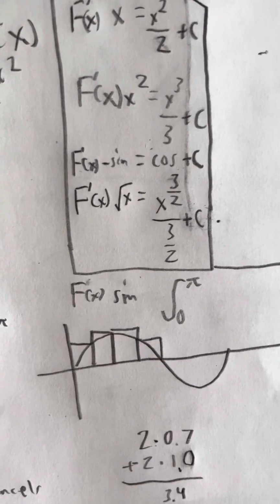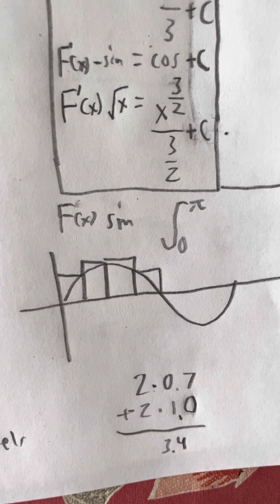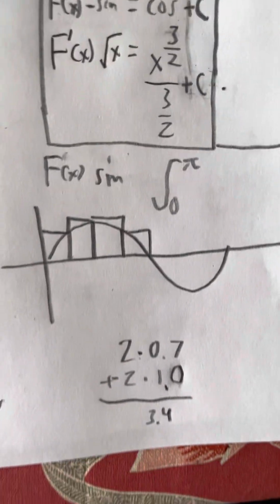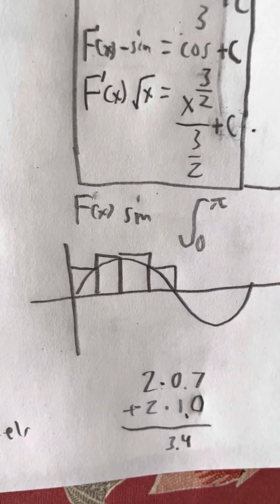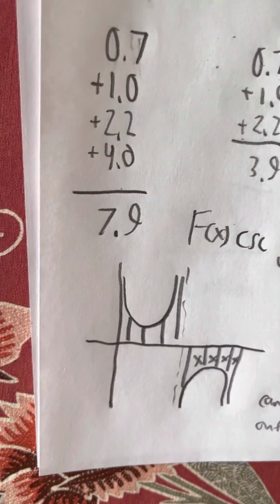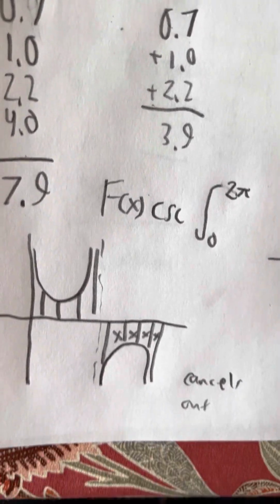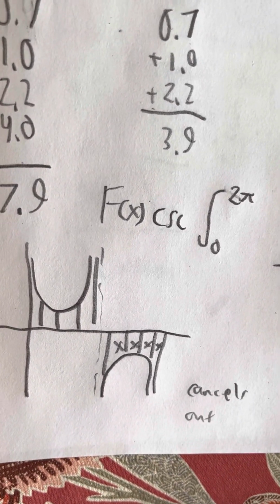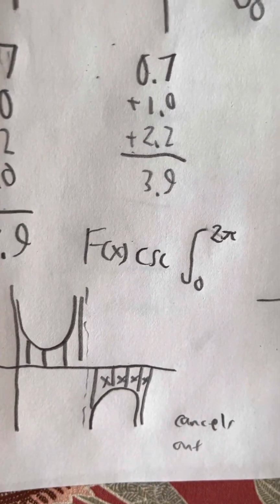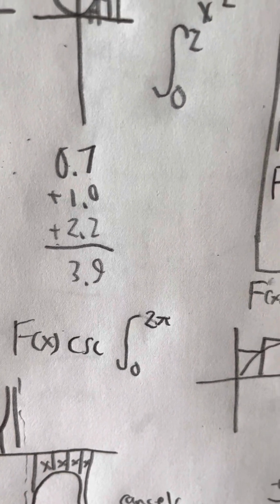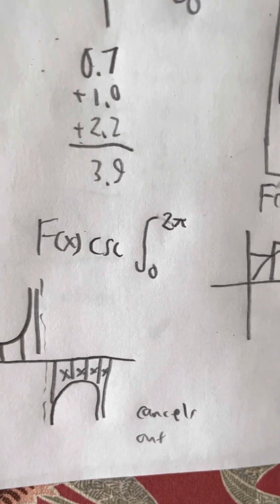Then, for sine, you add 0.07, 1.0, multiply them by 2 each, and then you get 3.4 for like 0 to 90 degrees, 0 to pi. However, when you're doing a sine, cosine, cosecant, or secant function, then you're doing 0 to 2 pi, or no, 0 to pi over 2, or 2 pi. It cancels it out.